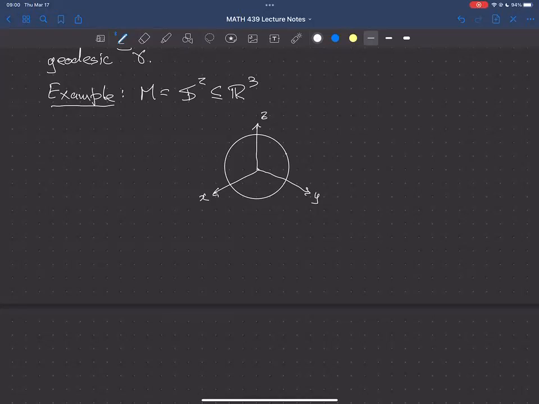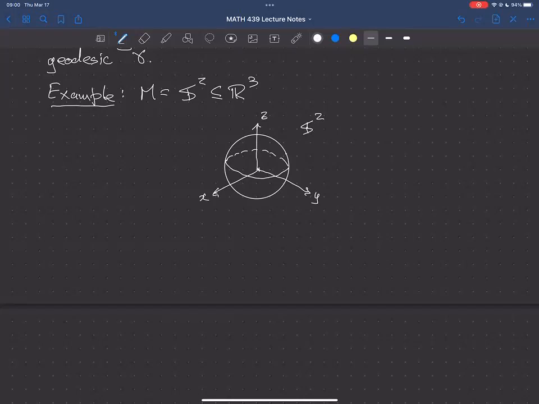So the point is that the center is supposed to be at the center of the circle. Sorry. Okay. And then around, let's call it the equator, you have a circle like so. Okay. So there's your S2.